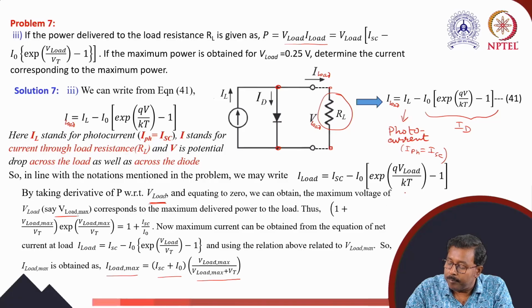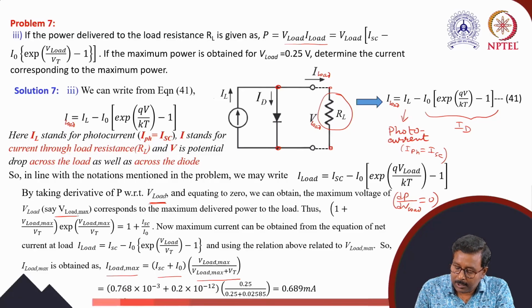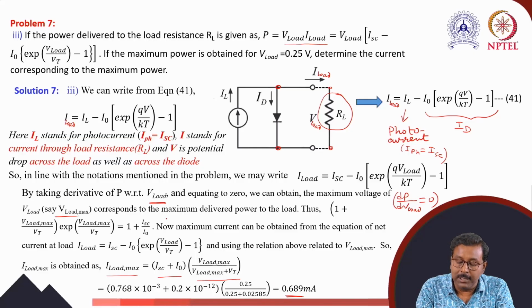dP by dV load will be 0 for a maximum power point. So that calculation you have to do, and if you put the values, it will come to 0.689 milliampere, the current corresponding to the maximum power. So the voltage corresponding to the maximum power is 0.25 volt, and current corresponding to the maximum power will become 0.689 milliampere.